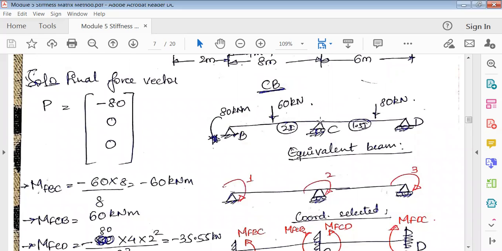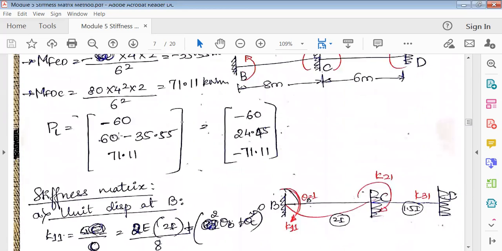This is the first member. Next is, okay, you can see here, this is A, B, and C. MFBC is the first member. Then the second is MFCB plus MFCD, which is the second. Next, at D, it is MFDC. Okay, the same thing we have written here.